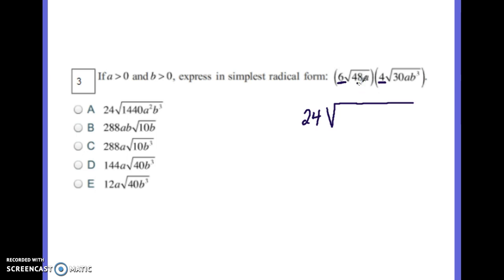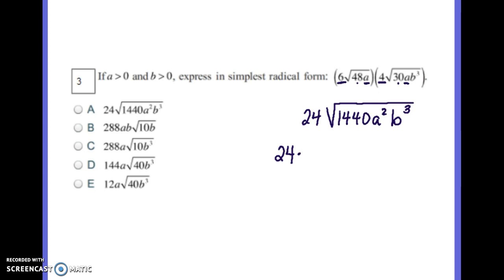So the next thing I'll do is multiply 48 and 30, and 48 times 30 is 1440. When we multiply a by a, we get a squared, and then b cubed is just simply along with the rest of the expression. Now, what we will need to do next is simplify or reduce what's underneath that radical symbol, that square root symbol. The 24 is going to come along, and it will be multiplied by whatever else is brought out front.